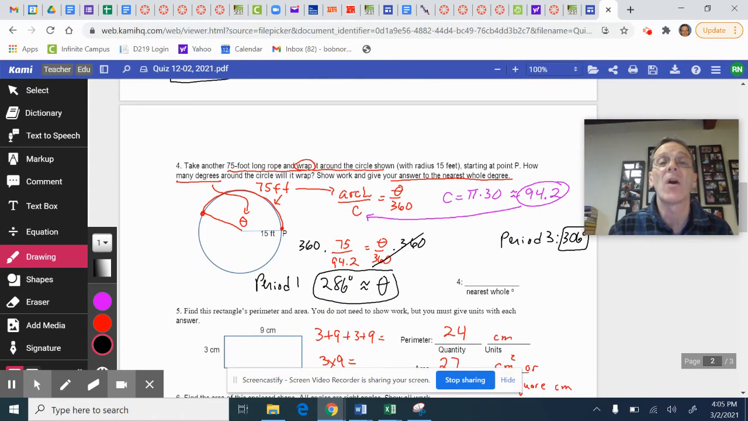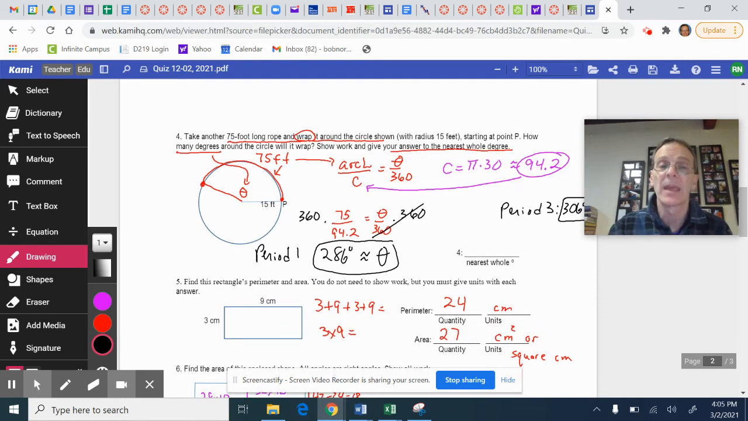Number 4 gave an awful lot of people trouble. And to be honest, this didn't shock me. But if you read the problem, we're taking a 75-foot rope and we're tying it to point P and we're wrapping it around the circle. So here's an illustration. Okay, that red arc is the rope.